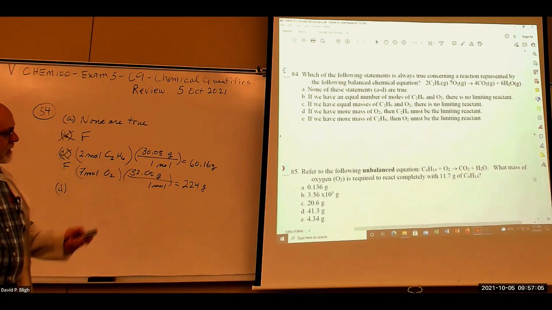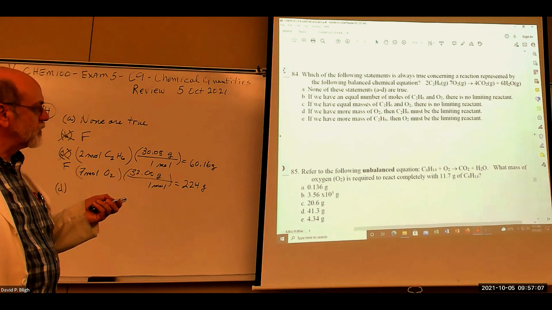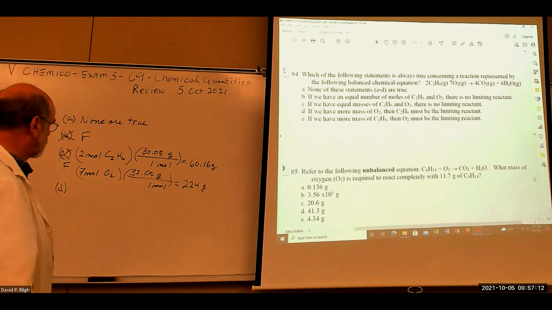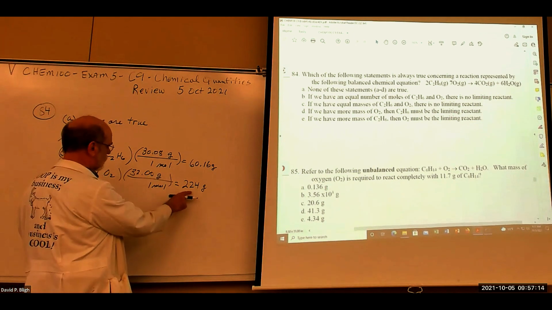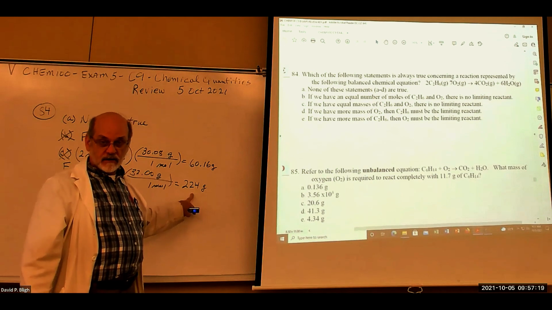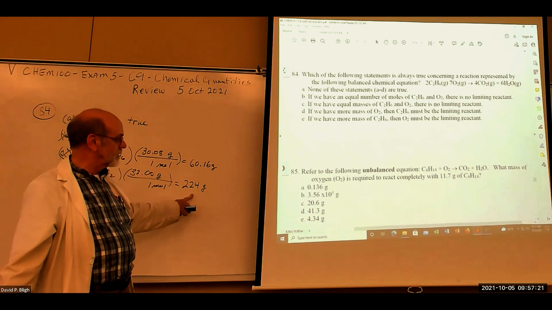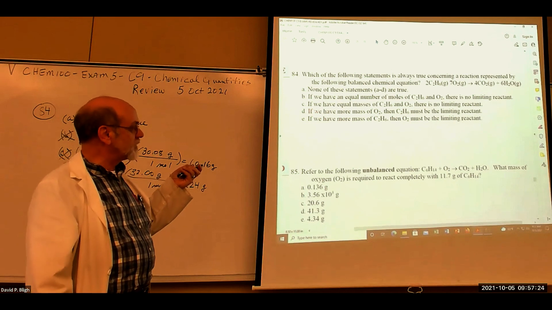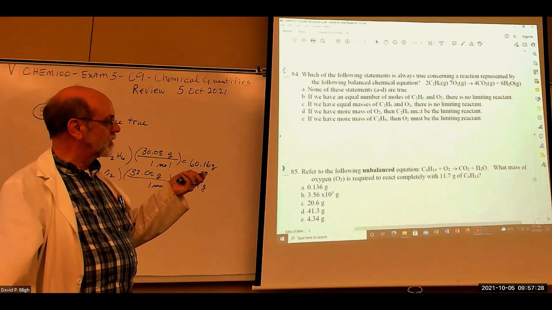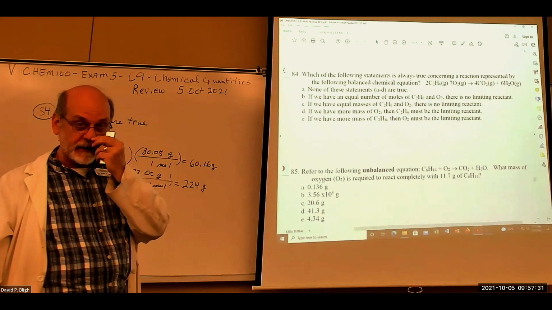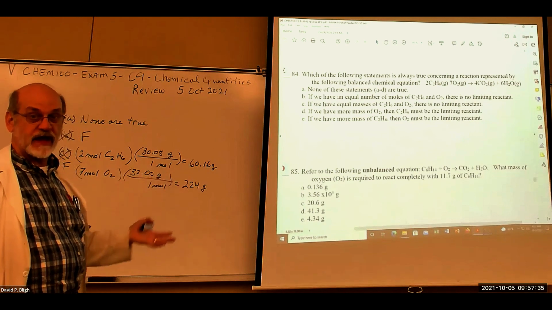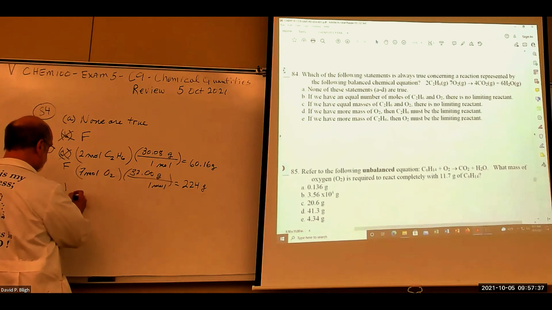How about D? If we have more mass of O2 than C2H6, then C2H6 must be the limiting reactant. Well, no. If you have more mass of O2, it might be stoichiometric. That's not definitive. It just depends on how much. So we can't say that this one is true.